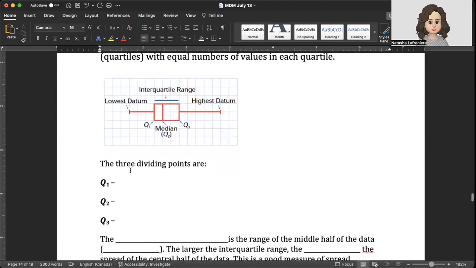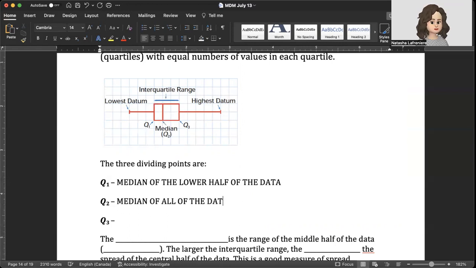So the 3 dividing points are Q1, which is your median of the lower half of the data. Q2 is the median of all of the data, so you obviously have to calculate it first. And Q3 is the median of the upper half of the data.